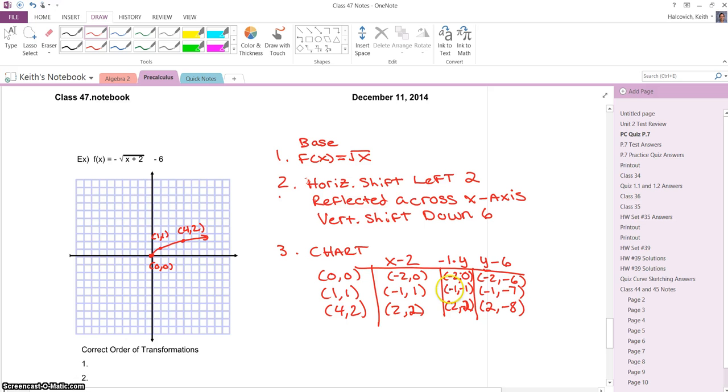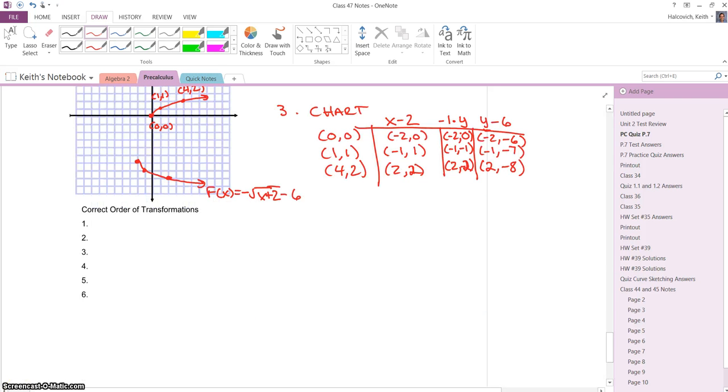So then we're going to plot those points. So if you notice here, we'll get negative 2, negative 6. Negative 1, negative 7. And 2, negative 8. And that would be our new graph. f of x equals negative square root of x plus 2, minus 6. That is the graph.